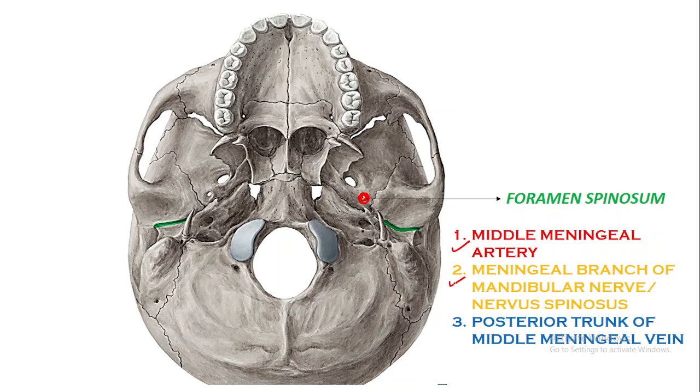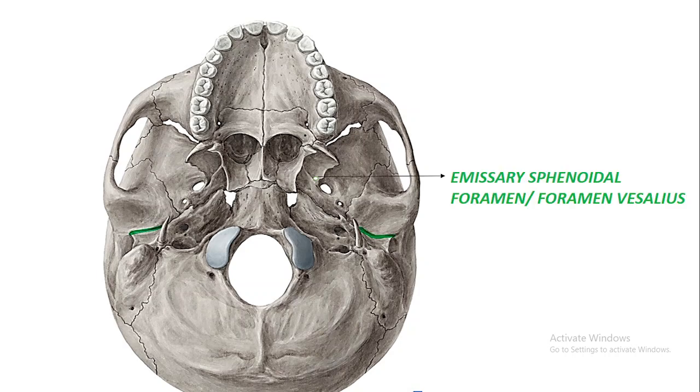Along with that, it also supplies the mastoid air cells and the cartilaginous auditory tube. And the third structure is the posterior trunk of the middle meningeal vein. Then this foramen is the site for epidural hematomas in cases of skull fractures. So this is the foramen spinosum. The next foramen is the emissary sphenoidal foramen or foramen basalis. This foramen is present anteromedial to the foramen ovale.